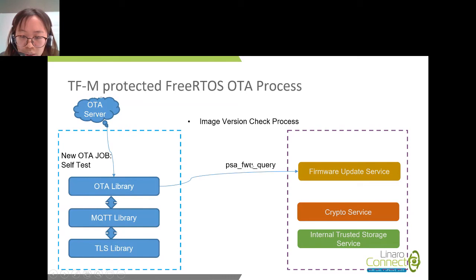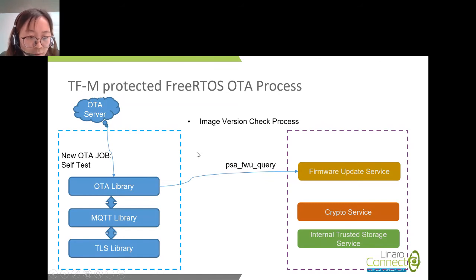Firstly, it calls the query API to get the image version of the running image, and then it compares this version with the version of the image which ran before the reboot. If the former version is newer than the latter, then the newly downloaded image is inactive. It is a validated image.